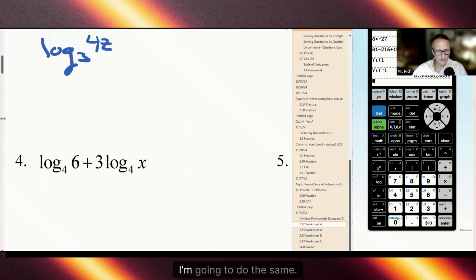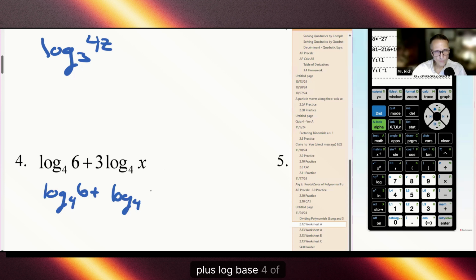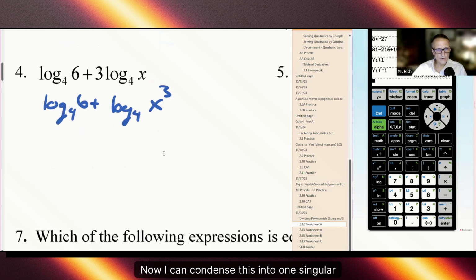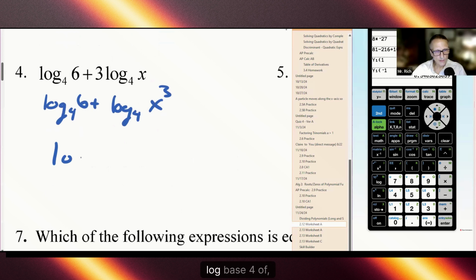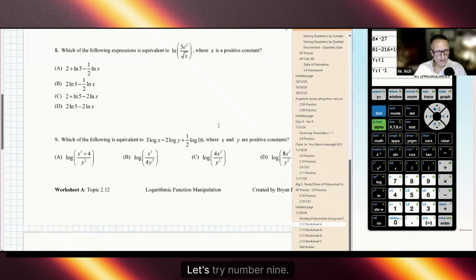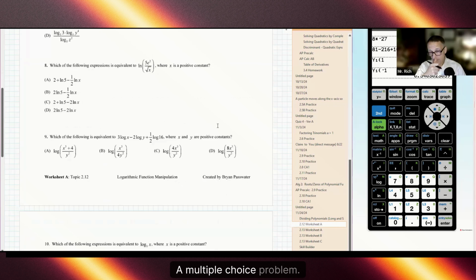This one, I'm going to do the same, but before I condense into a log, I'm going to take this 3 and move it into the exponent. So this would be log base 4 of 6 plus log base 4 of x to the 3rd power. Now I can condense this into one singular logarithm, log base 4 of 6x to the 3rd power. That's condensing logarithms.